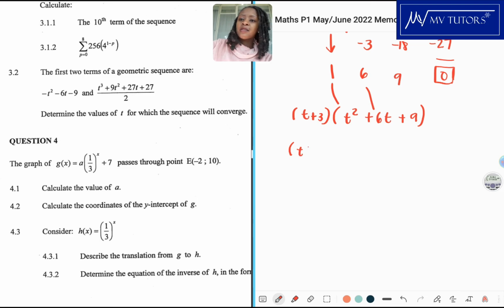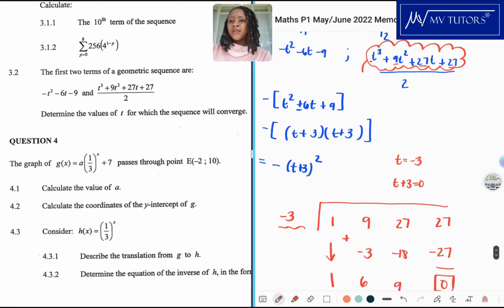I hope you're not lost in what we're doing. You're like, what are you doing? How's that going to help us get t? Well, stick around. Here we have a positive, so now I have t cubed, and I know I have (t plus 3) cubed.